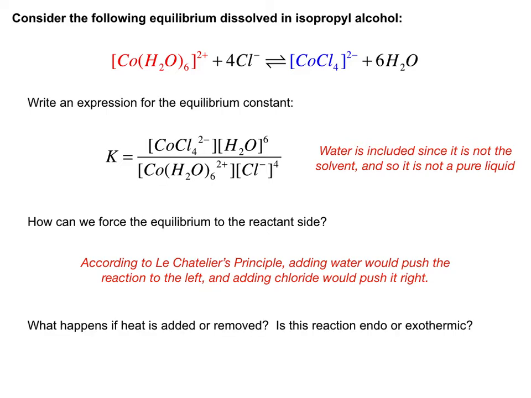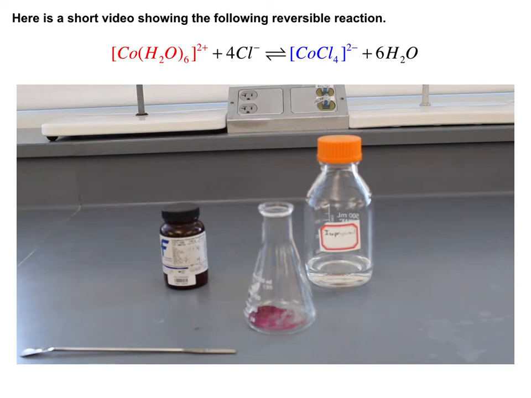And the next thing we're going to think about is what happens to this equilibrium if we add or remove heat. And what we're really getting at is, is this reaction endothermic or exothermic? And so we can think about that. And to start off, we'll show a video and look at this reaction and what happens. And so before I play this video, again, think about this equilibrium. So this cobalt water complex is pink, the cobalt chloride on the product is blue.